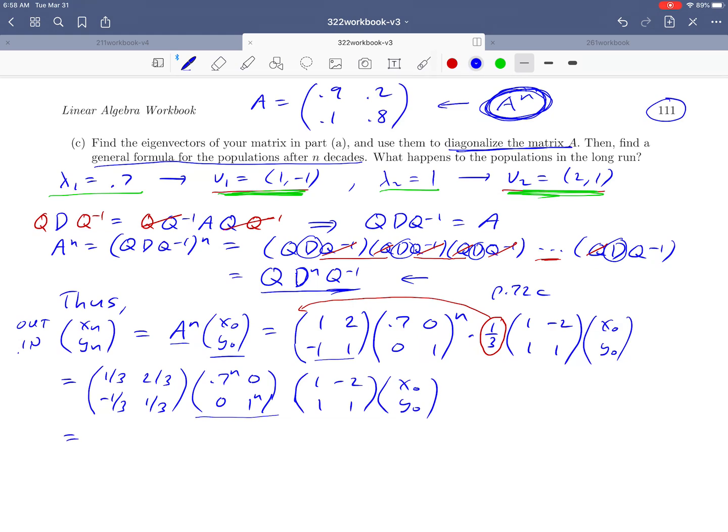Okay, continuing then with the calculation here. Let's write this first uglier matrix down. We'll leave that be for the time being.